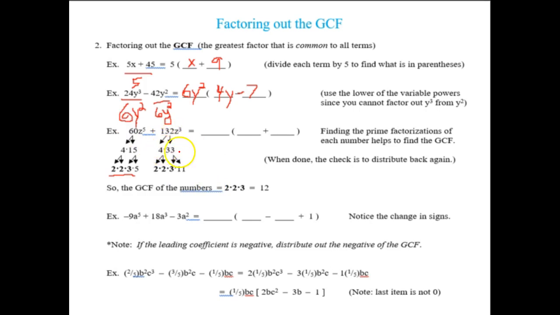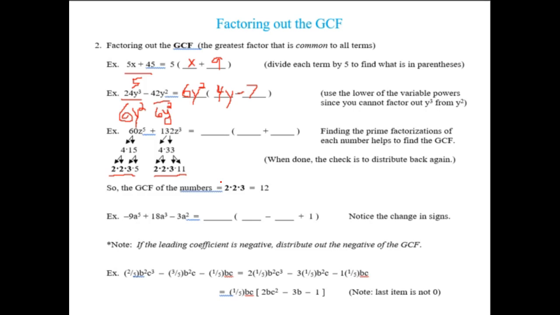132 breaks up into 4 times 33. 4 again breaks up into 2 times 2. 33 into 3 times 11. So this is the prime factorization for 132. Now you could have broken that up any way you wanted. Eventually you'll get down to the same prime number factors at the bottom. It doesn't matter how you broke it.